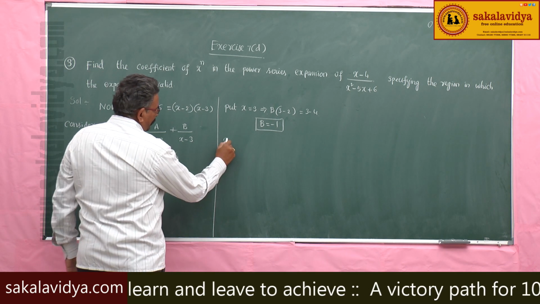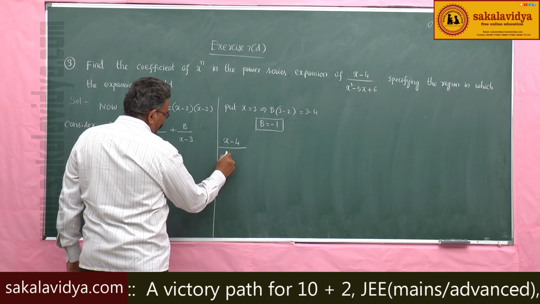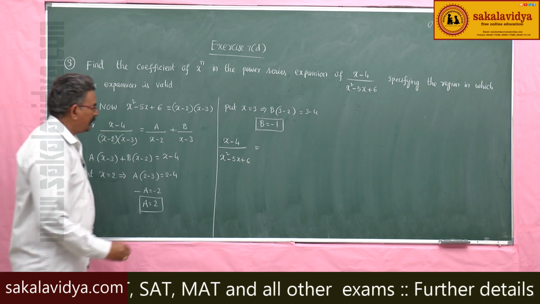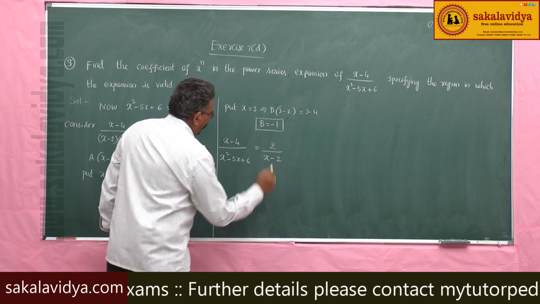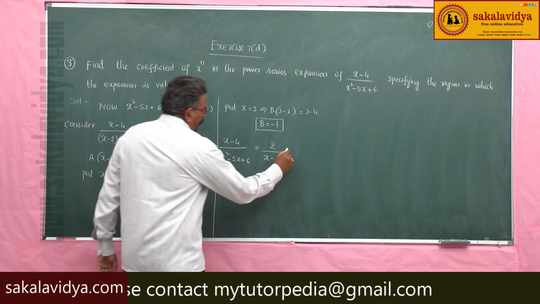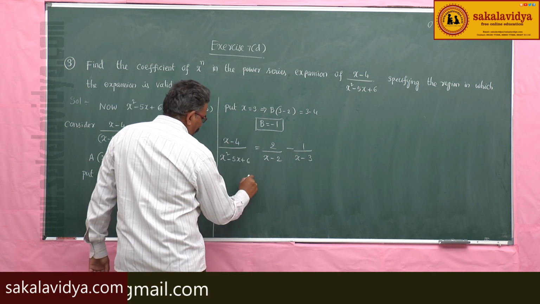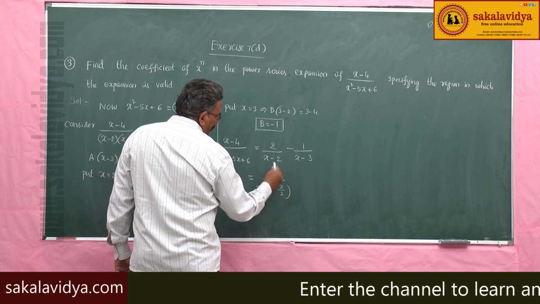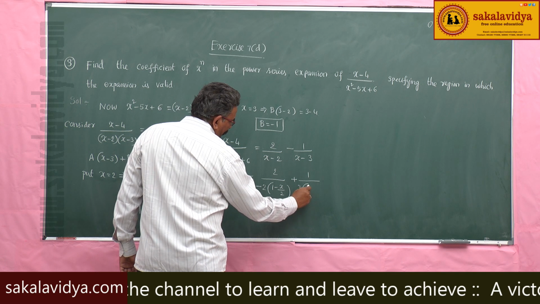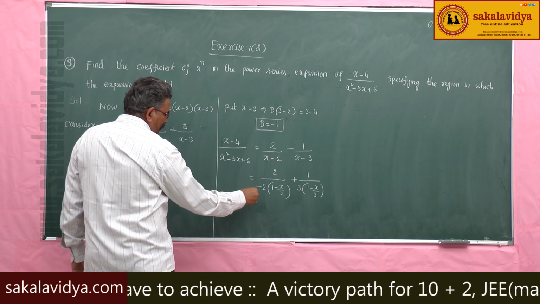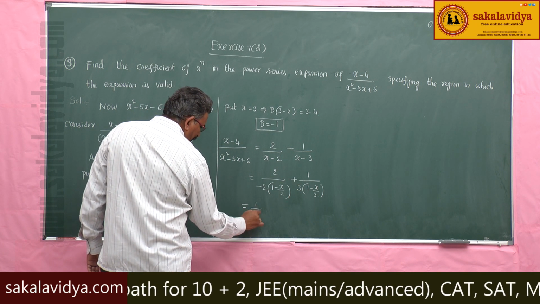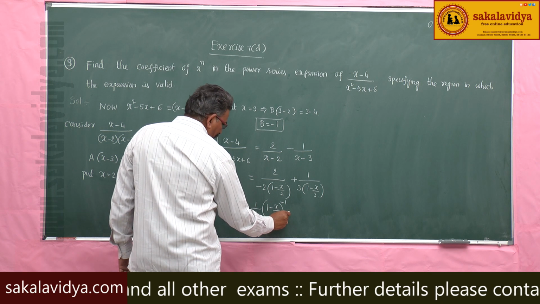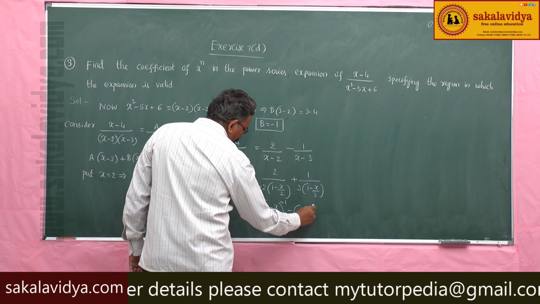Therefore, partial fractions of (x minus 4) by this (x square minus 5x plus 6) equals 2 by (x minus 2), and next one is minus 1 by (x minus 3). Take 2 common from this one, we get 1 minus x by 2. Minus 3 common, it becomes plus 1 by 3 of (1 minus x by 3). 2, 2 gets cancelled. This can be written 1 by 3 times (1 minus x by 3) power minus 1, minus of (1 minus x by 2) all to the power of minus 1.